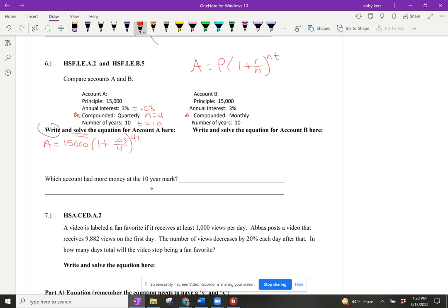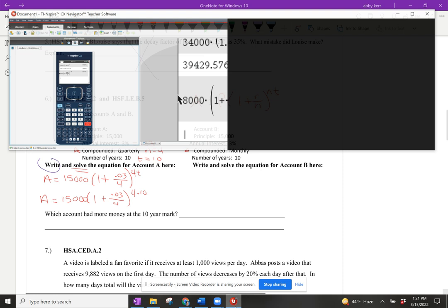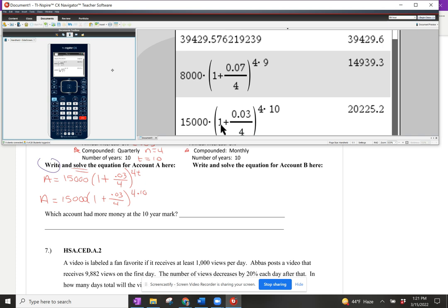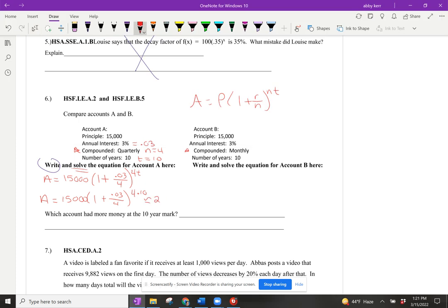So now the solve part is when you have to actually put this in and put the 10 into the t value. So when we do that, we're going to do the 15,000, 1 plus, and 4 times 10. So that's going to get us $20,225.20 about.